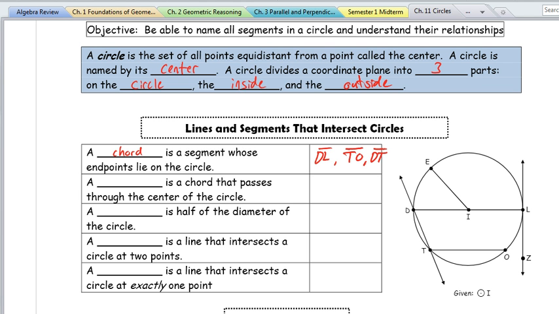A diameter is a special kind of chord. It's one that goes right through the center of the circle. And in this case, we only have one diameter, that is DL.